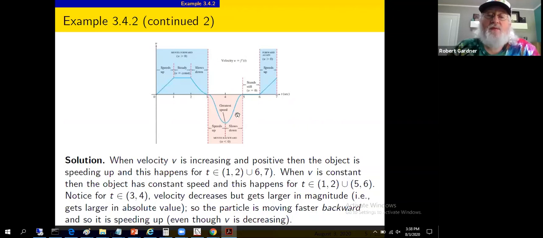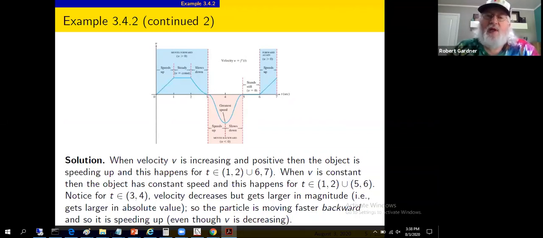What happens between 4 and 5? Now let's see, velocity is increasing up to 0, and the speed is decreasing. The absolute value of velocity is decreasing. Say the velocity is going from negative 5 feet per second up to 0 feet per second. Well, then the speed is going from 5 feet per second down to 0 feet per second. Velocity increases, yet speed decreases.